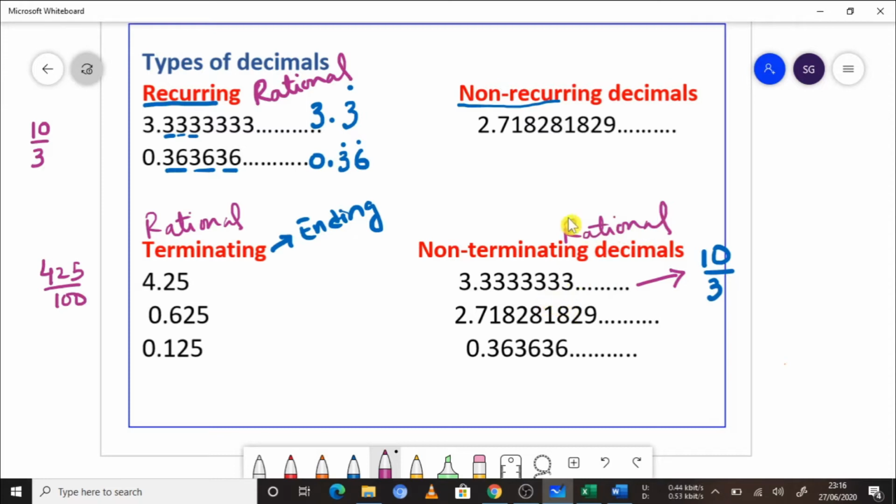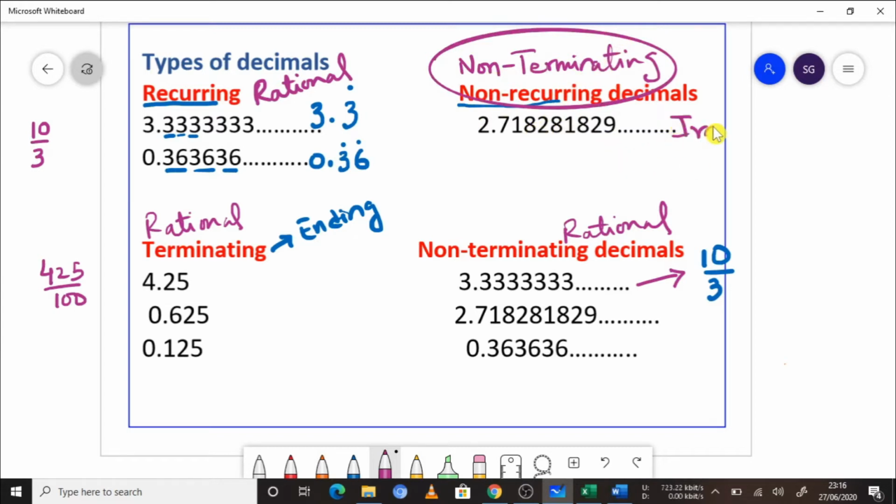But if a number is non-recurring and non-terminating, in short, if the two nons are together in one number, the two nons being non-terminating and non-recurring, if the number is not recurring and not terminating, then this is irrational.